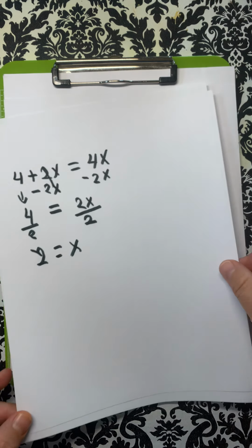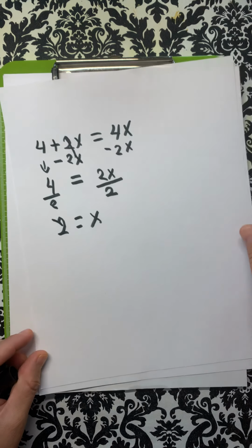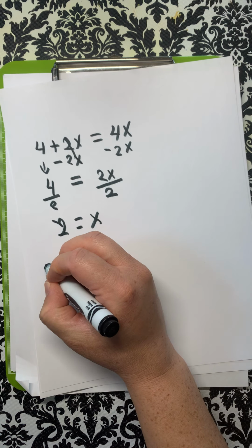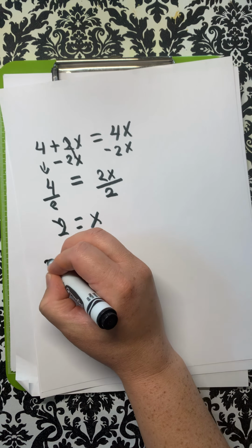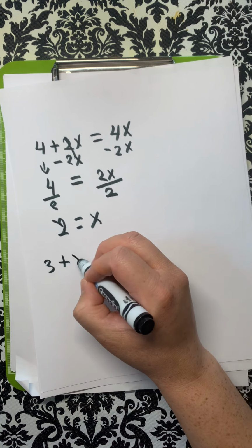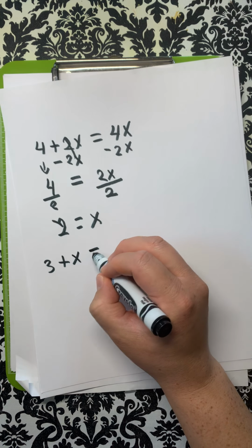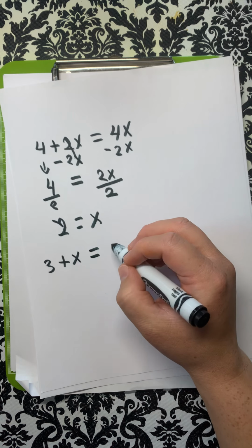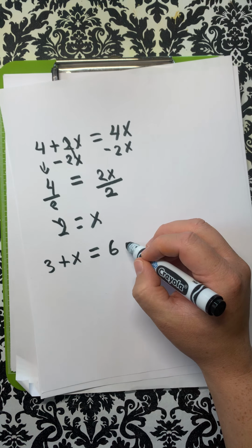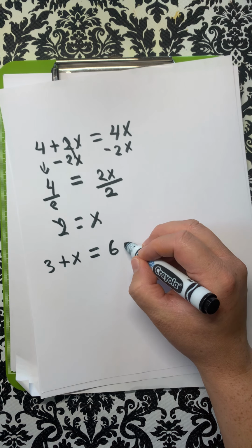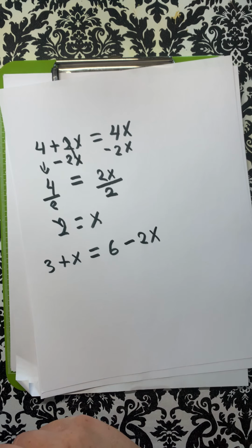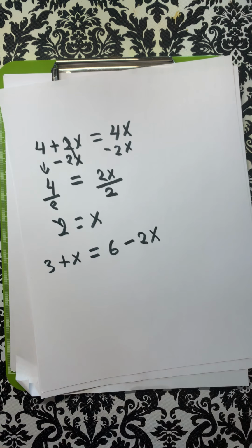Now, some of the other ones that you're going to see in your homework are going to be a little more complicated. They're going to have a couple things. So they'll have, let's use 3 plus x equals 6 minus 2x.